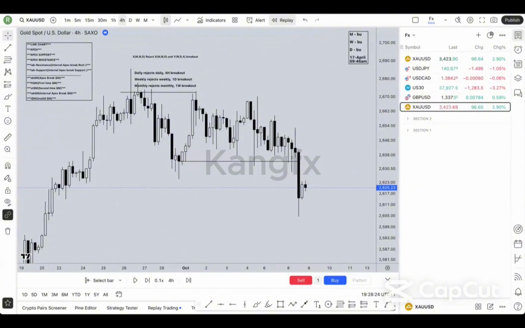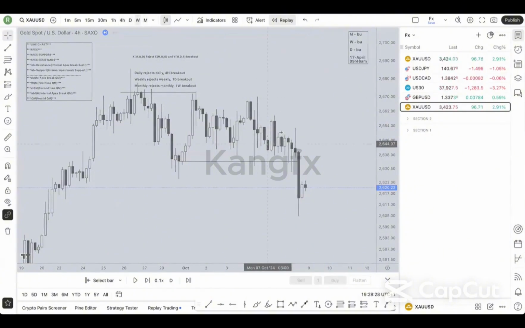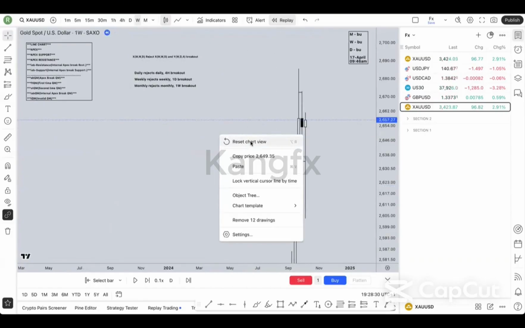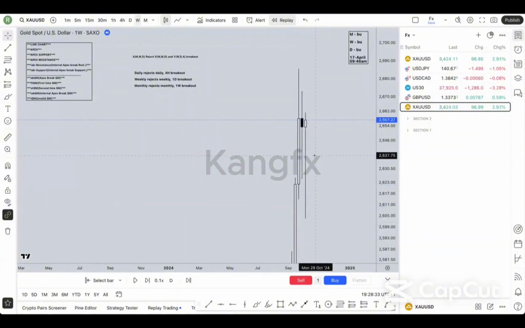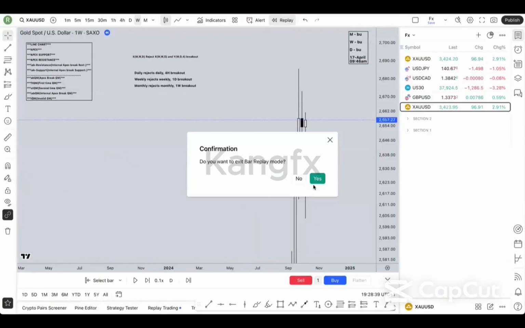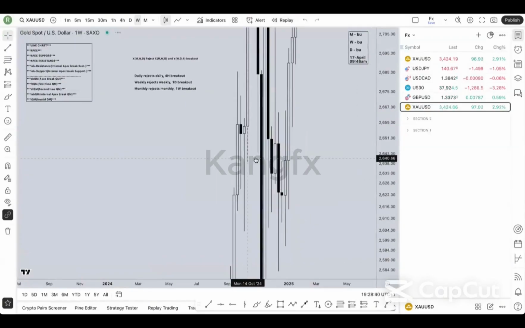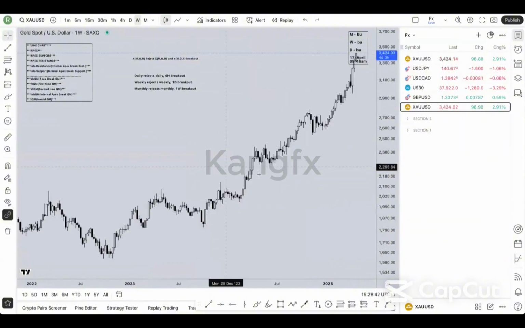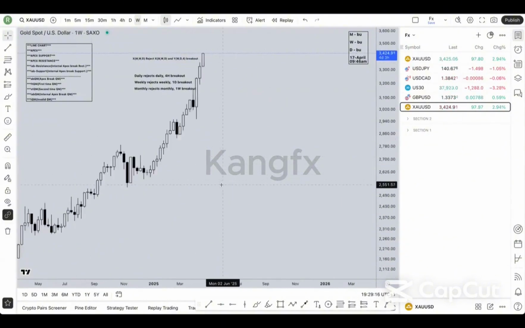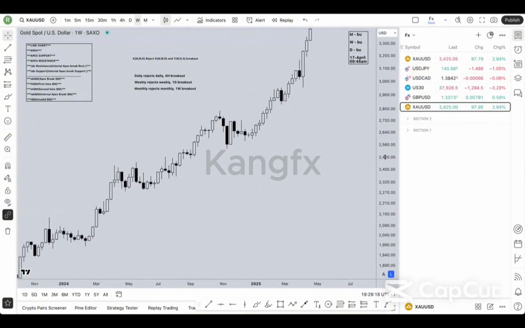So I'll go to weekly. Let's check this out also on weekly. Remember, the one we just finished now is daily reject daily for our breakout. Now we are doing weekly reject weekly, daily breakout. Let's take the chart right to the beginning. I'll do this again. Now we are on weekly.